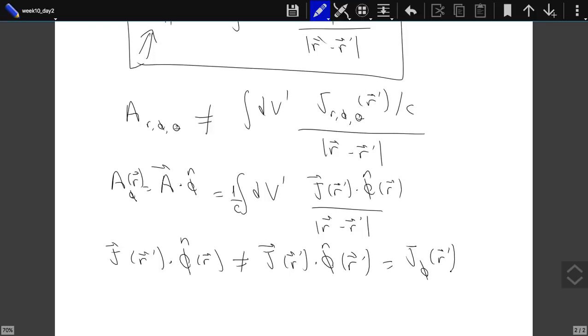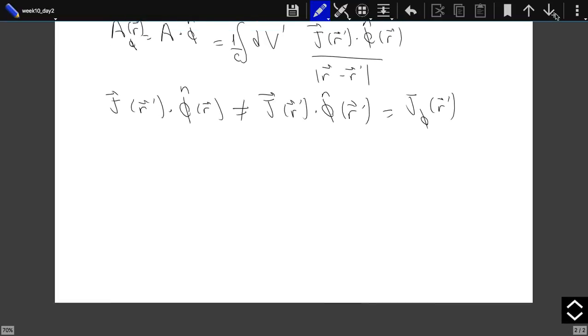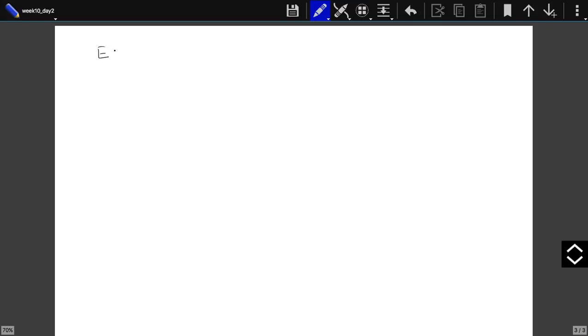Now we will do some applications of the calculations of B and A. Now let's look at the example of the Helmholtz coils. Do you remember Helmholtz coils? Well, at least you did the experiment with Helmholtz coils.